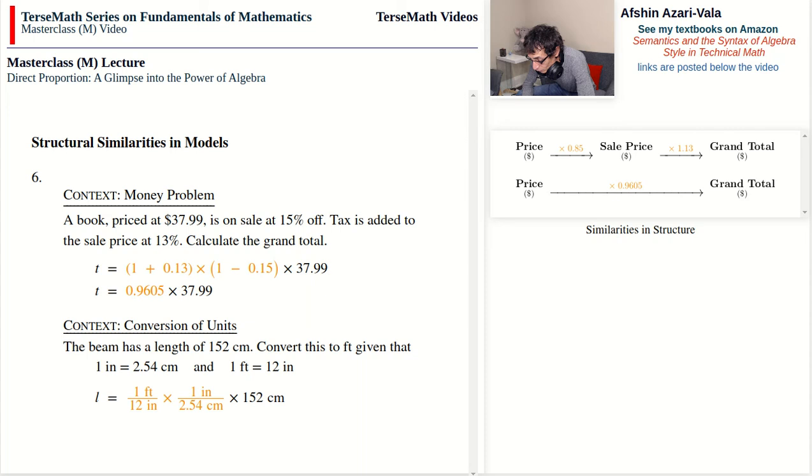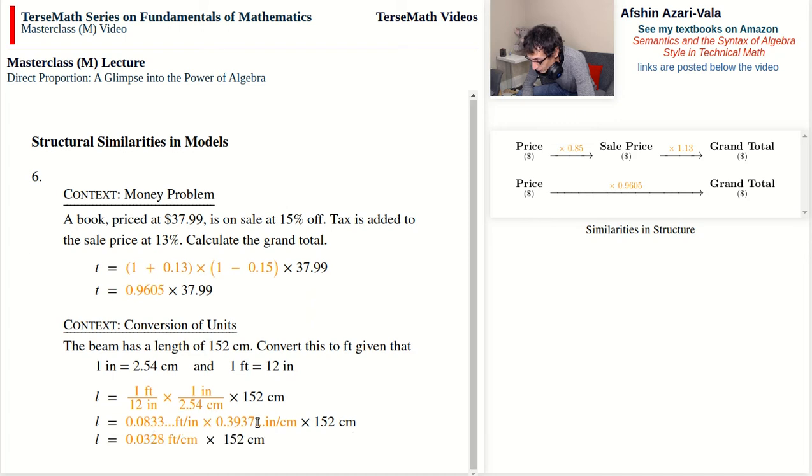If we were going to work this problem out, let's do the divisions. 1 divided by 12 is 0.0833. The unit is feet per inches. And then 1 inch divided by 2.54 is 0.3937. The unit is inches per centimeter. And then we multiply by 152 centimeters. And of course, we can finish the highlighted part, multiply 0.0833 and 0.3937 to get 0.0328.